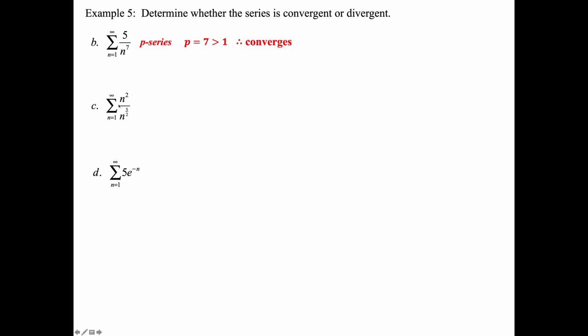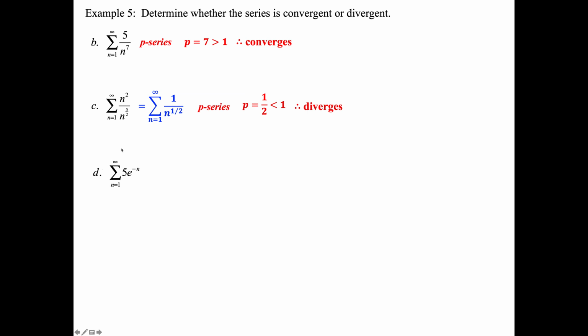Let's see. This is going to be a p-series too because I have n to powers here. But I need to make just one n. So let's see. Divide like bases. 2 minus 5/2 is a negative 1/2 on my n. So that's going to stay in the bottom. So 1 over n to the 1/2 power. Okay, p is 1/2, but that's less than 1, so this diverges. Remember, greater than 1 converges, less than or equal to 1 diverges.